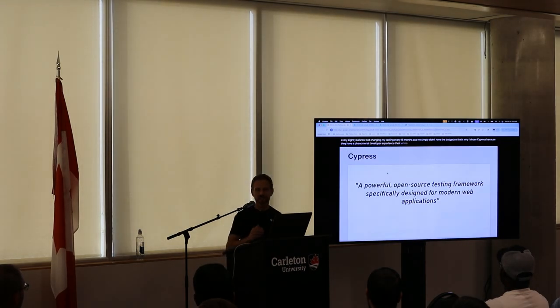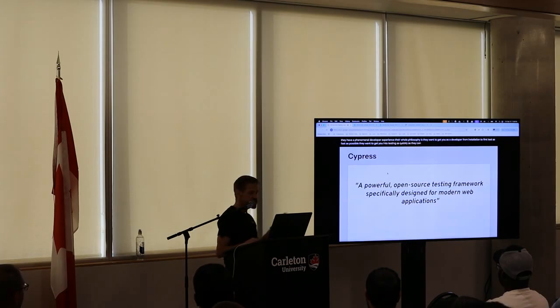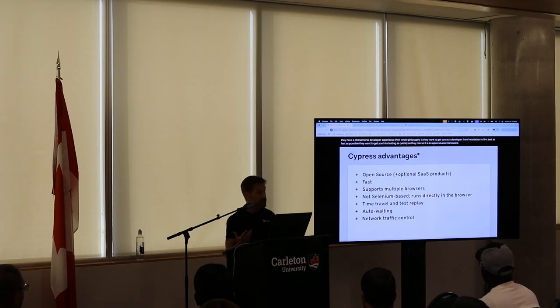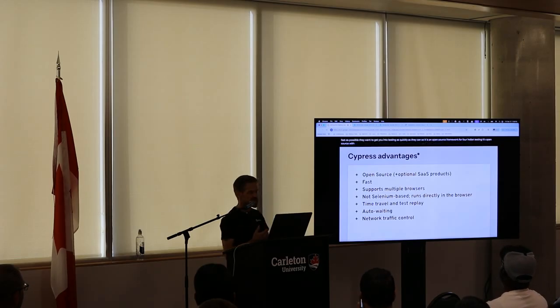Their whole philosophy is they want to get you as a developer from installation to first test as fast as possible. They want to get you into testing as quickly as they can. So it is an open source framework for end-to-end testing. It's open source with an optional SaaS product. It is different in that it uses Electron. It's an Electron app, not Selenium. So they embed your web application inside of their testing Electron app, which means it's really fast. That's why they're able to set up that configuration so quickly, because you don't have to deal with Selenium and then trying to interface with different browsers.